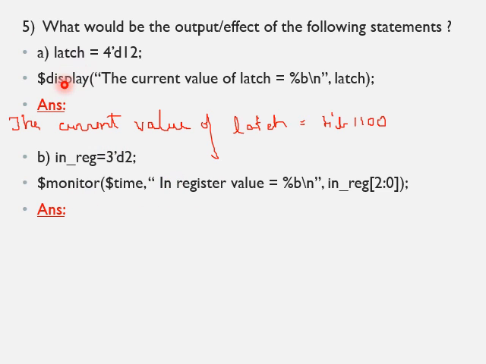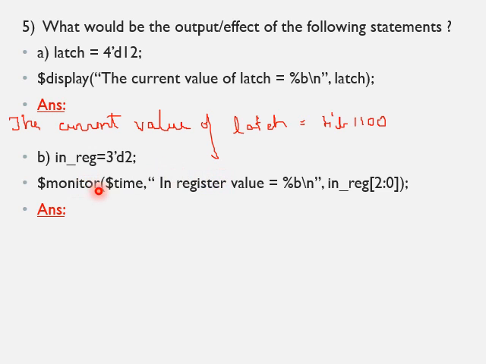The only difference between the display task and the monitor system task is that the monitor system task will display the value of the required register or signal every time an event occurs on that signal. That means every time that signal changes, the monitor task will display that value.